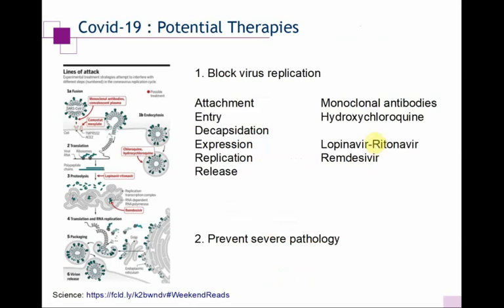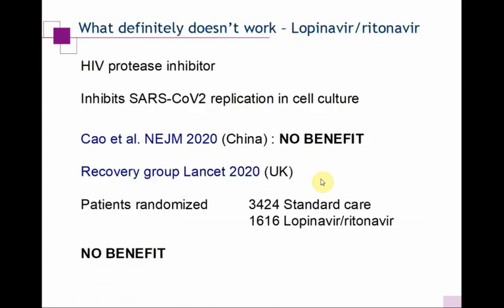I'm going to talk about potential therapies here. You have these different steps in the virus replication cycle that can be blocked by different treatments. I'm just going to talk about some of these and go very quickly through some clinical data. So what definitely doesn't work is lopinavir, ritonavir, a protease inhibitor that works against HIV. And it also works in cell culture against the 3CL protease of the beta coronaviruses.